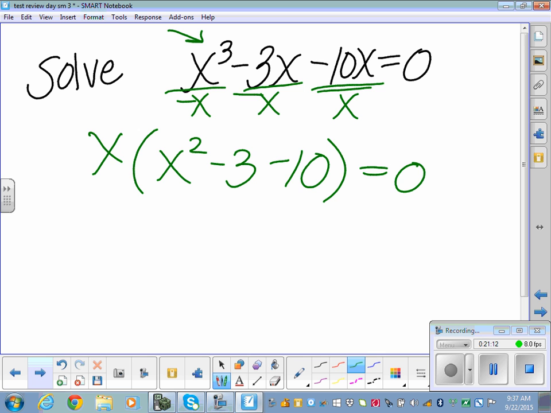So I did this one on purpose because it's kind of weird. That is weird. You're right. So we have x squared. What's minus 3 minus 10? Minus 13, which is equal to 0.